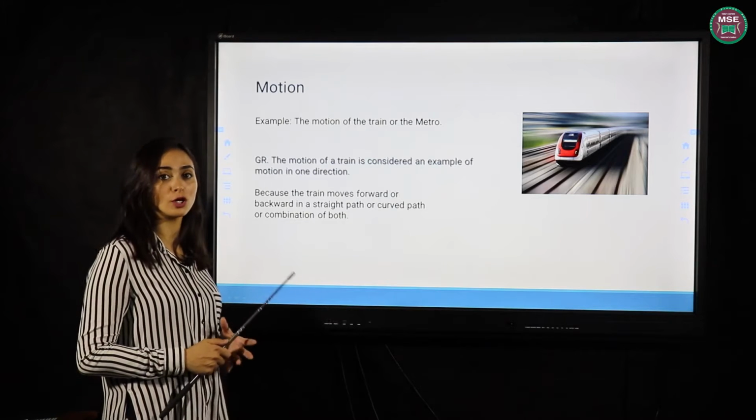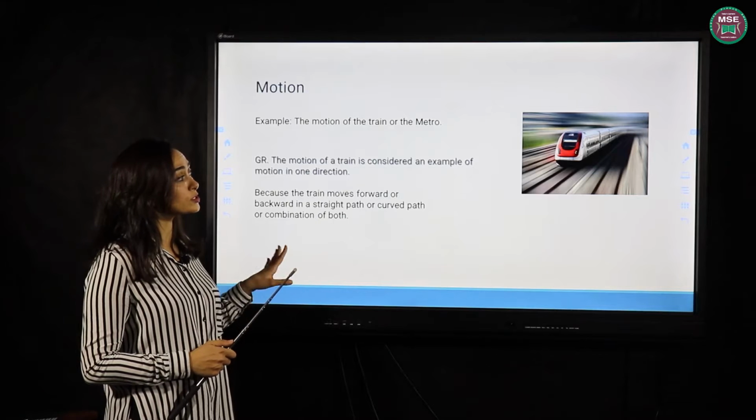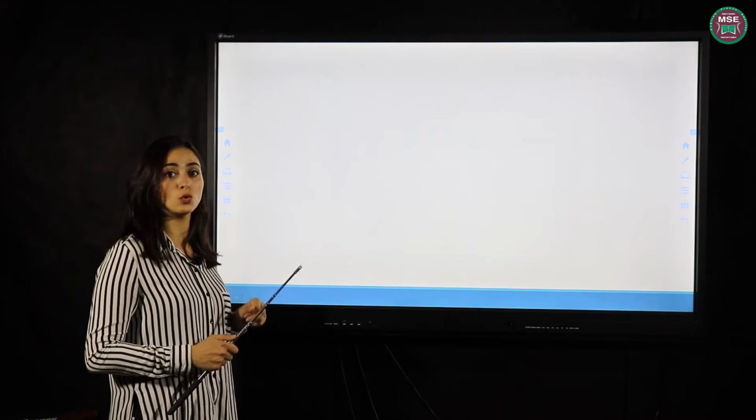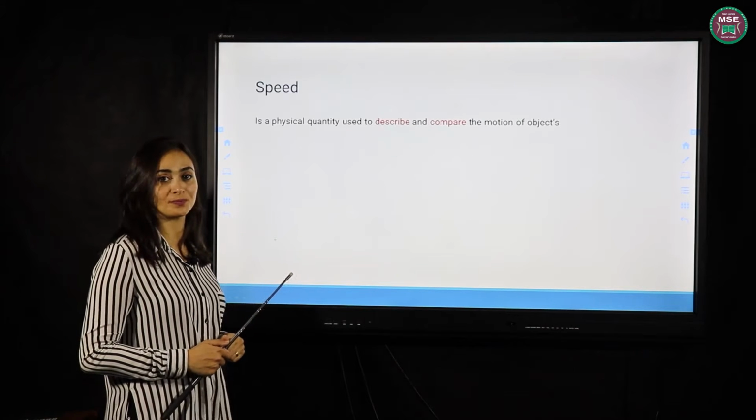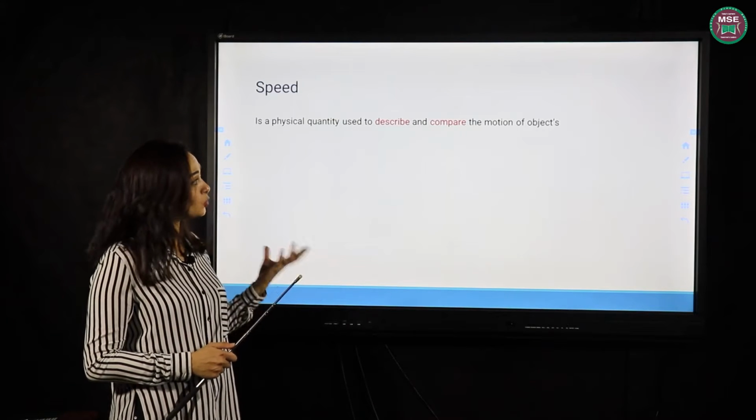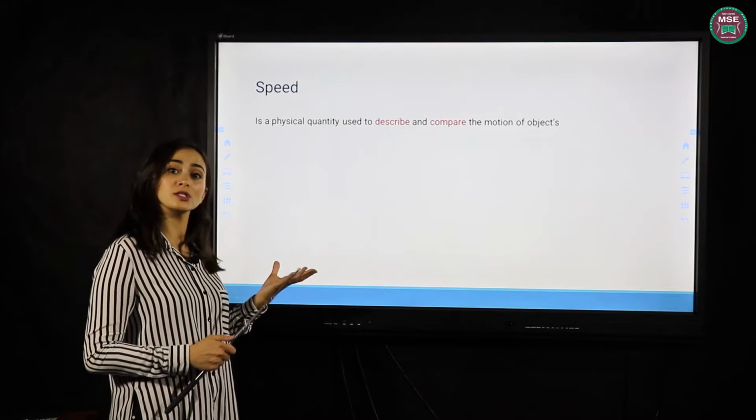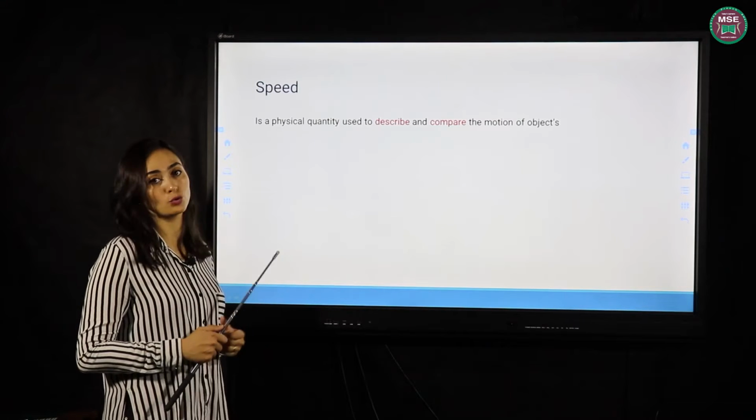or a combination of both. To describe the motion or to compare between motions, we use speed. So speed is a physical quantity which is used to describe or to compare motion.